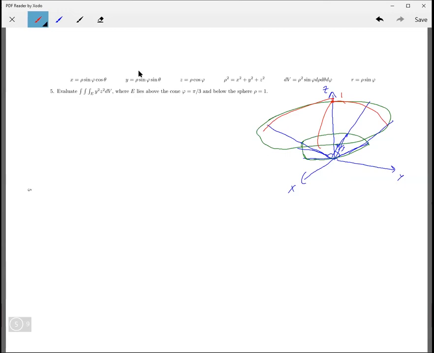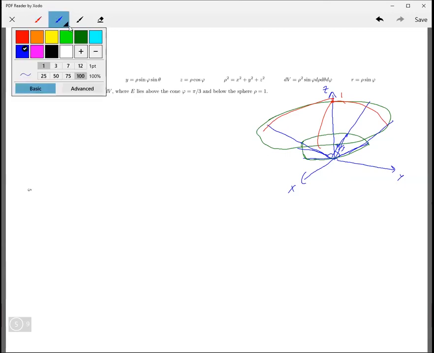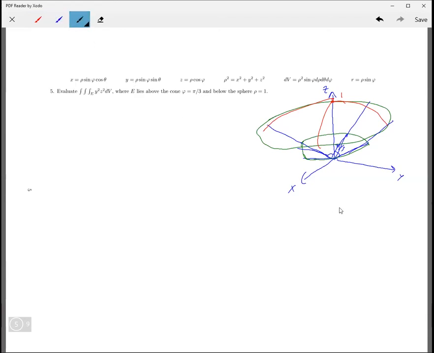So what you need to do is figure out what the limits of integration are going to be: rho, theta, and phi. Anybody want to take a crack at what any of these are? I'm going to say theta is going to be 2 pi. Yeah, 0 to 2 pi, because there's no restriction on any of that.